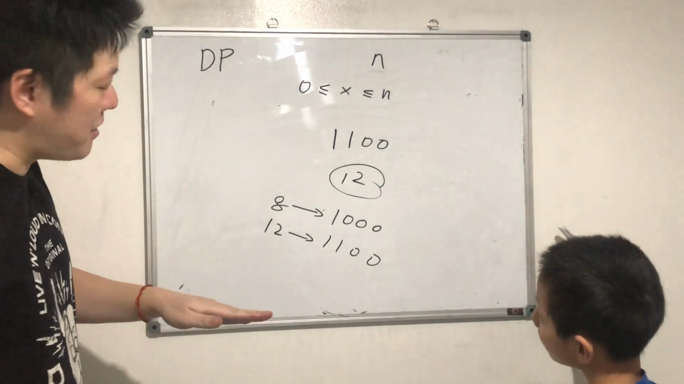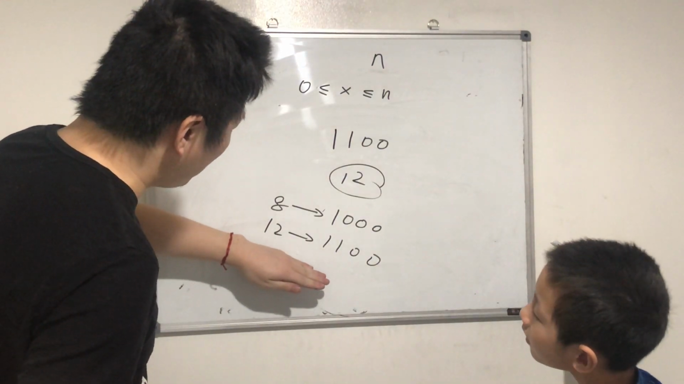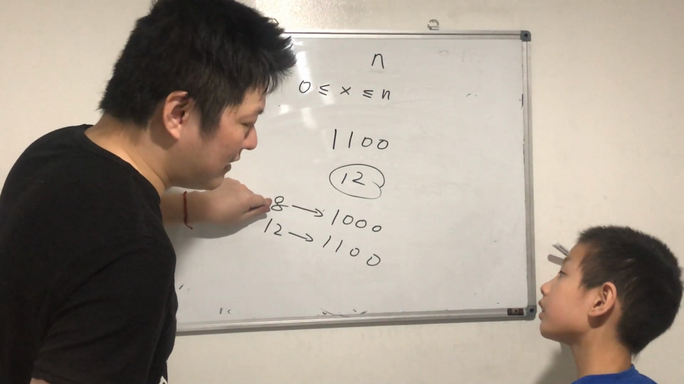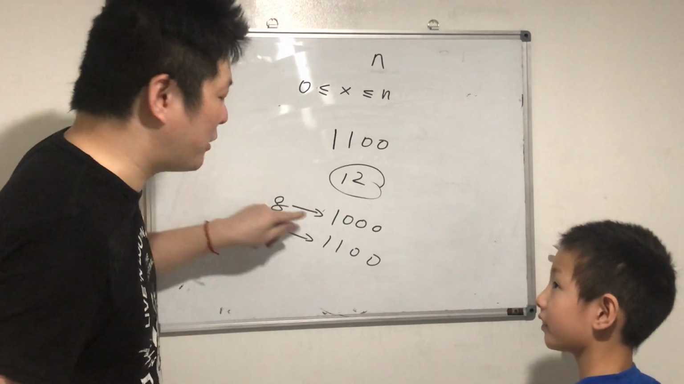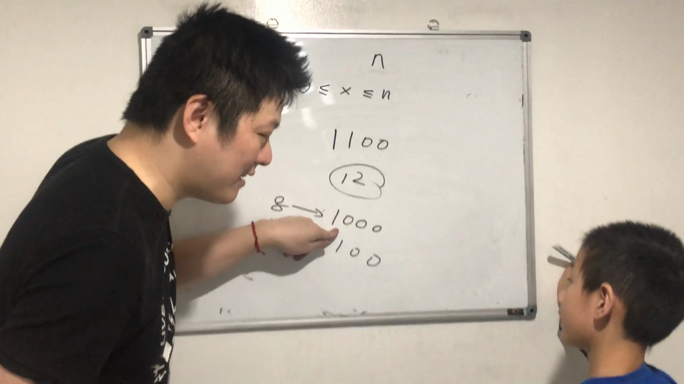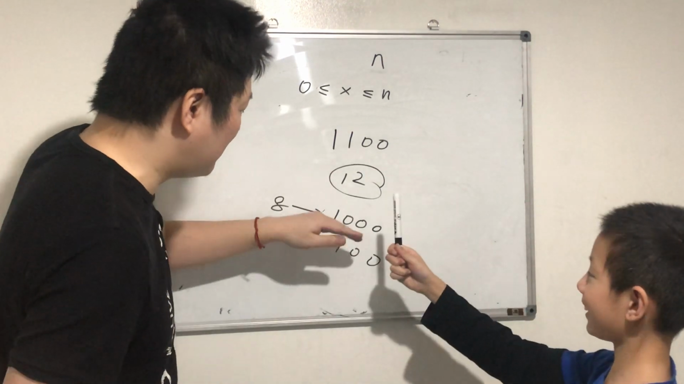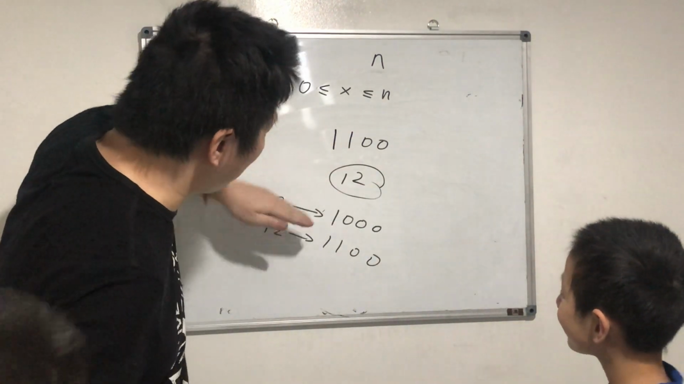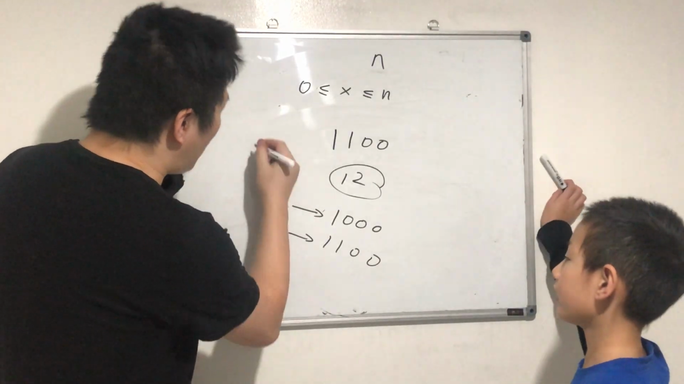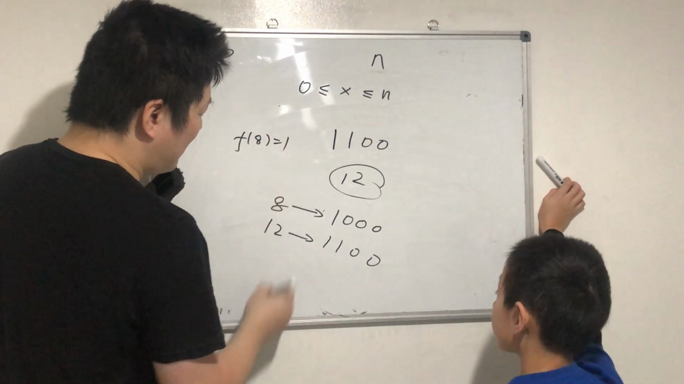So if I tell you 8 has only one single one, okay? Only 1. Yeah? There it is. You don't need to calculate. I already give you that F8 is 1.